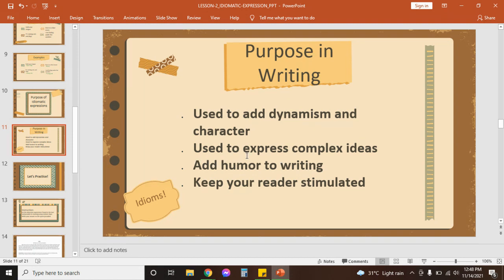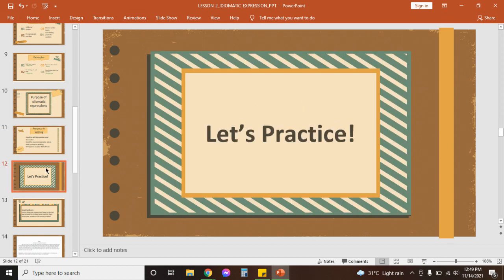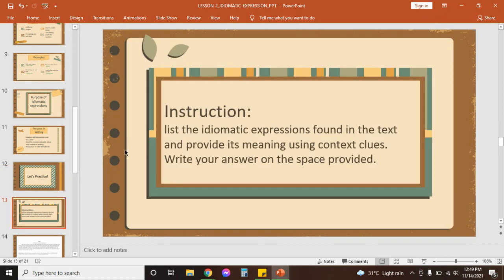Used to express complex ideas. Add humor to writing, keep your readers stimulated. So these are the purposes of idiomatic expression in writing. So let's practice to test if you really understood our lesson. Okay, can you read the instruction?